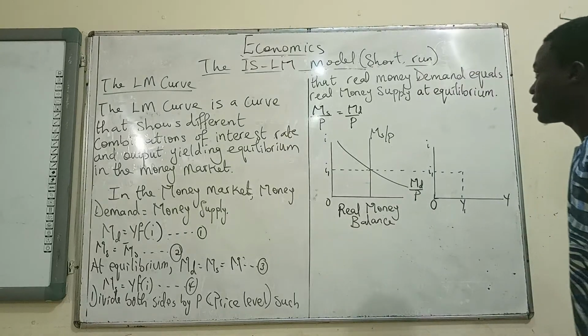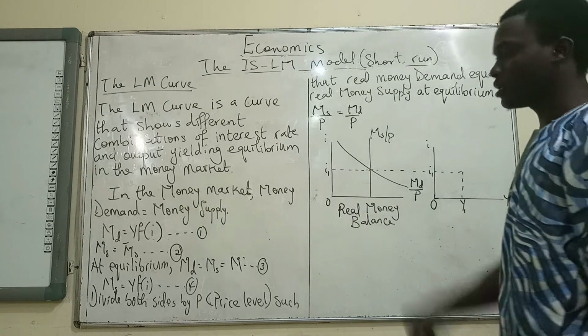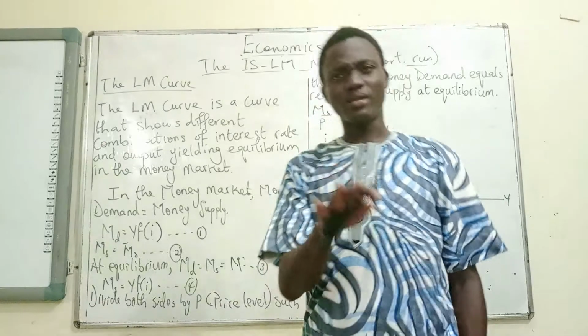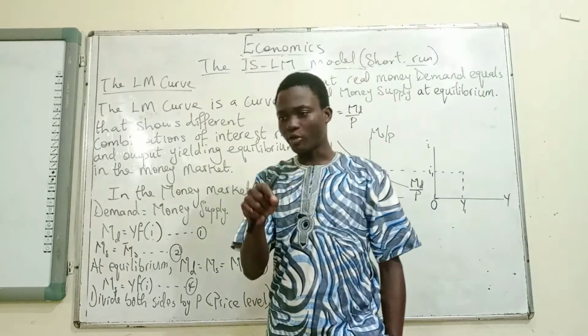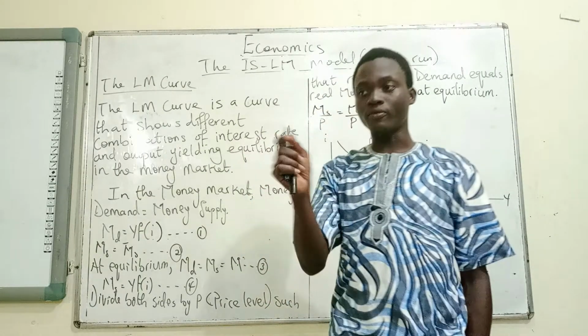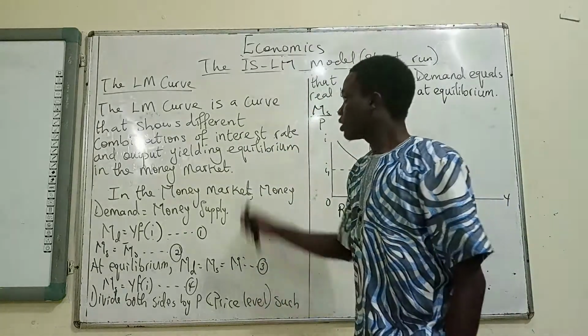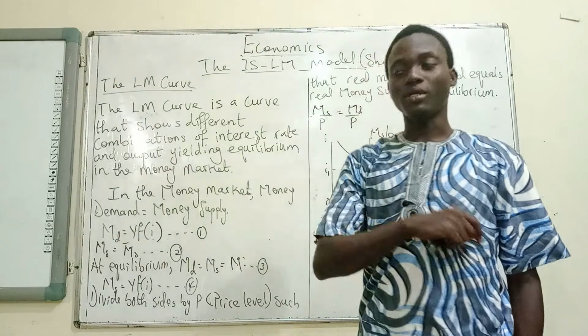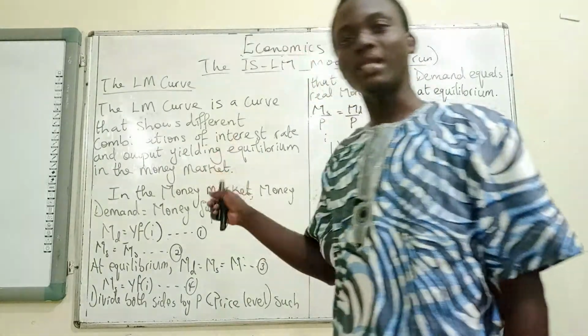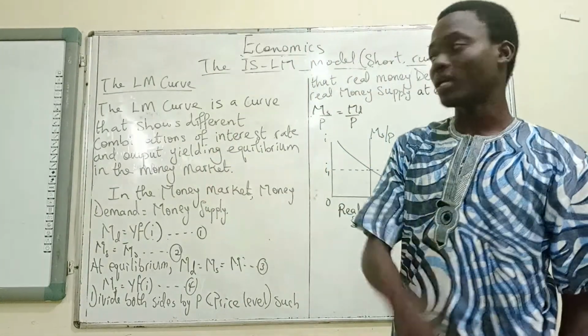So we are still talking about the ISLM model, and in the previous classes, we've had two classes on the ISLM model. The first was on the introduction to the IS curve. The second was on what shifts the IS curve, and now we are talking about the LM curve. So we're introducing ourselves to the LM curve, and in the video after this, we shall be talking about what shifts the LM curve as well.